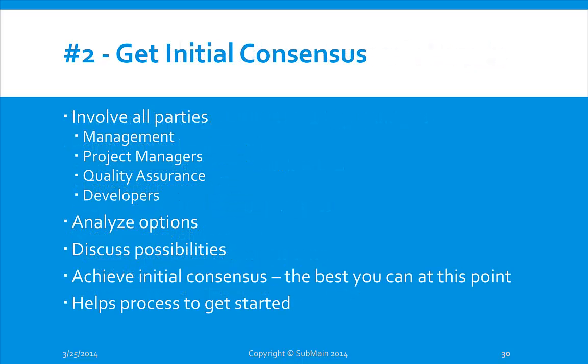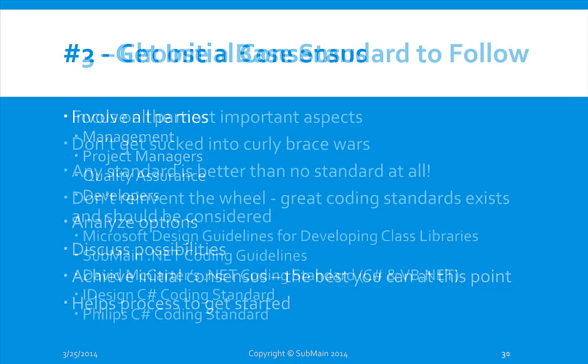So for consensus, you really need to get everybody on board with what's going to happen with your coding standards, not only management, but quality assurance and the developers themselves. There are many options out there to help you do what we're talking about in this session today. Once you come to an initial consensus, then you can begin at this point and change it as needed, and we'll talk a little bit more about that too.